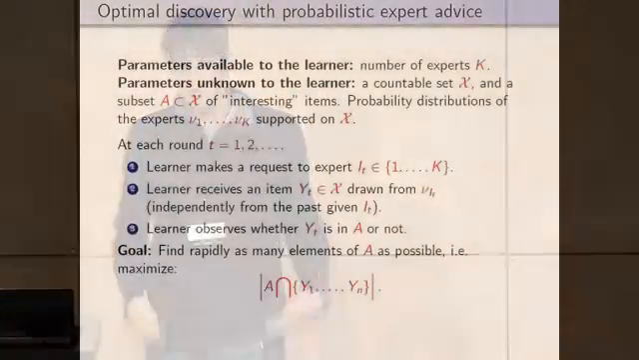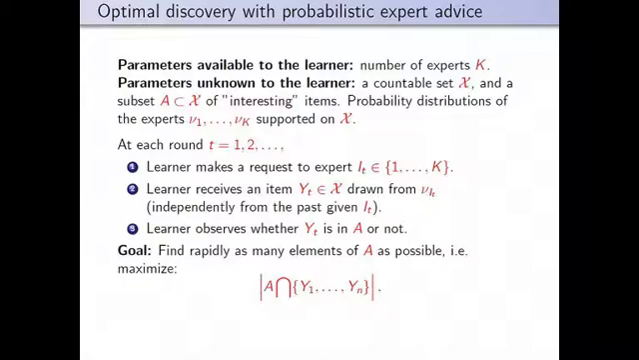Okay, so let's do it one more time, slightly more formally. So we have K experts. Okay, this is known to us. These are the K heuristics. What is unknown to us is the set of potential inputs X. The set of interesting items is of course unknown, and the distributions corresponding to the experts are also unknown.